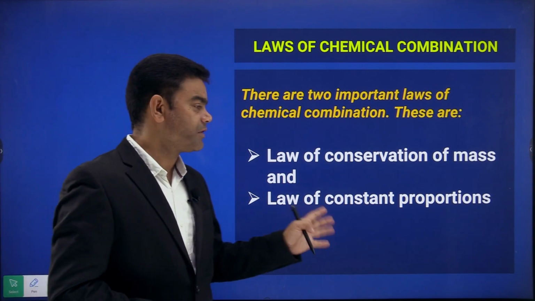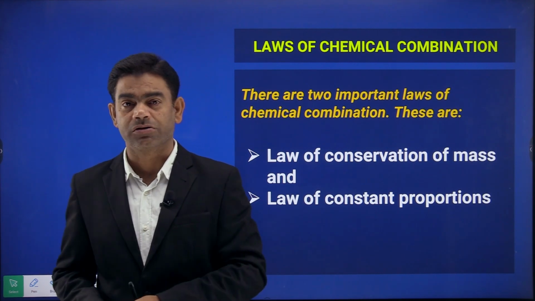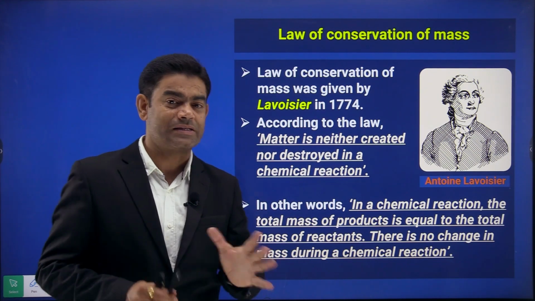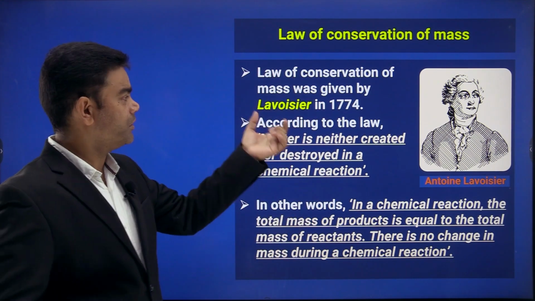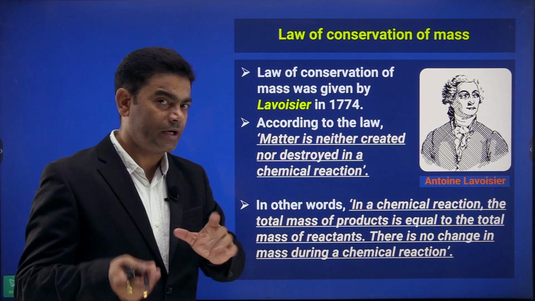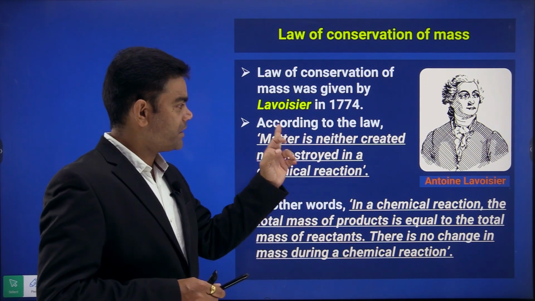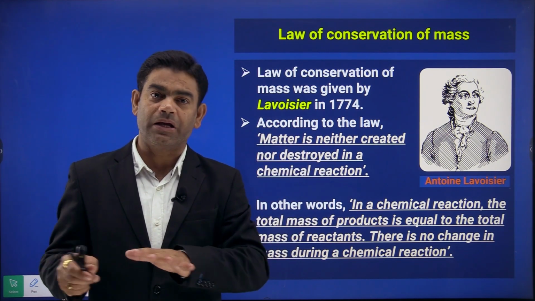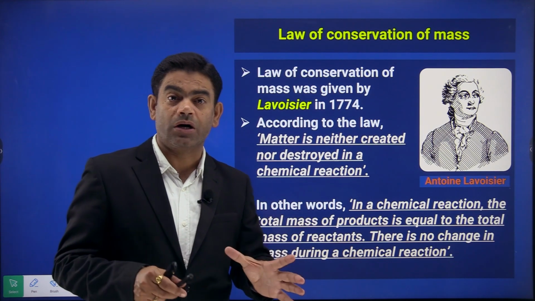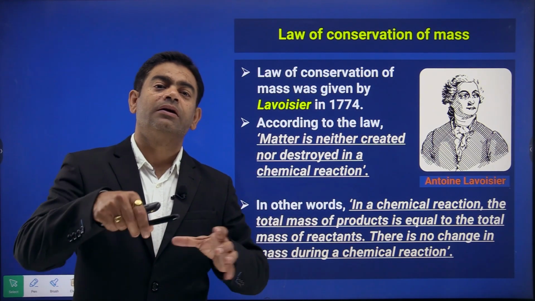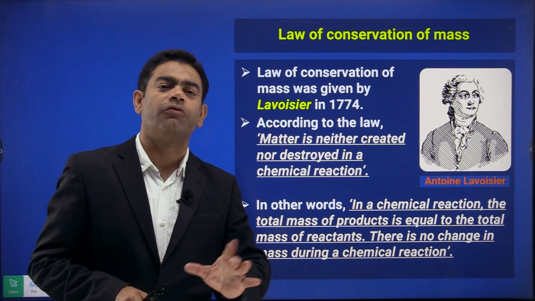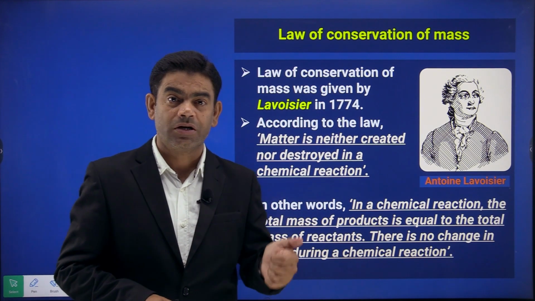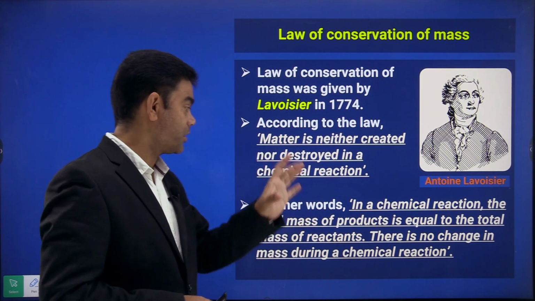Okay, so the law of conservation of mass was used in chemical reactions also. Let's see what it says. It was given by Lavoisier in 1774. Okay, what did it say? That matter is neither created nor destroyed in a chemical reaction. किसी भी chemical reaction में ना तो कुछ extra create होगा ना destroy होगा, खाली the atoms are going to rearrange themselves and form new compounds. Nothing is going to be lost nor be gained. That was the concept given over here.